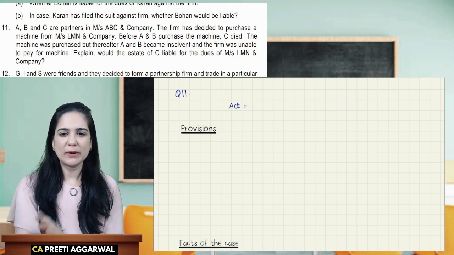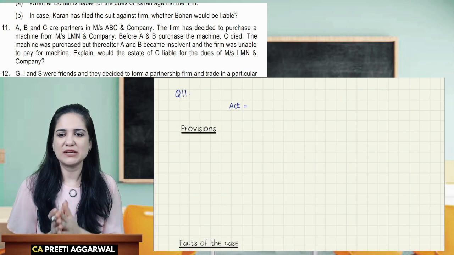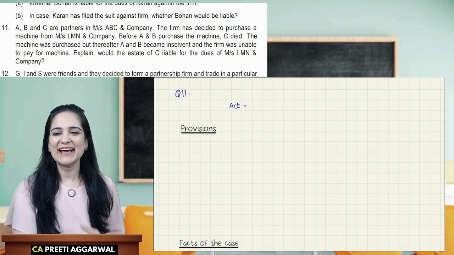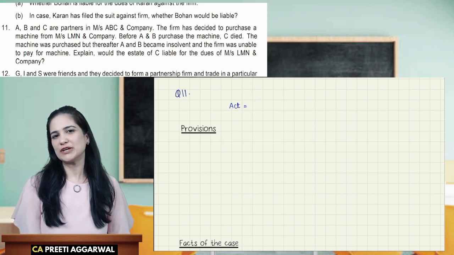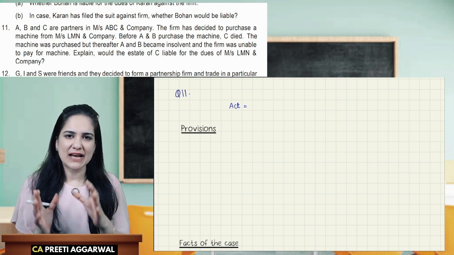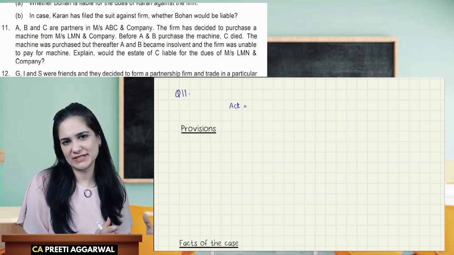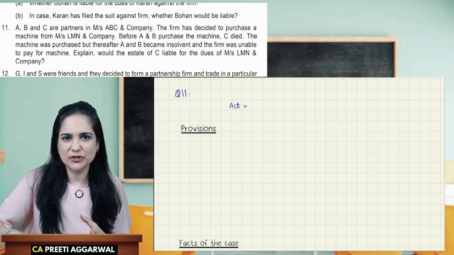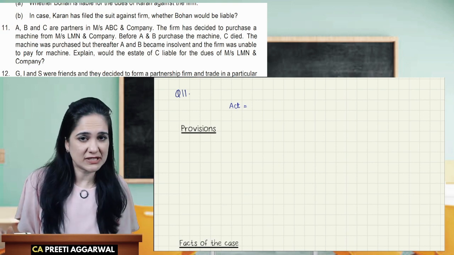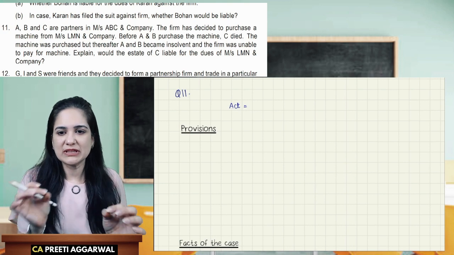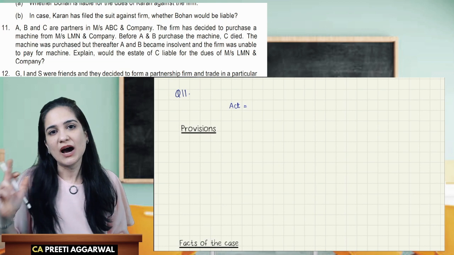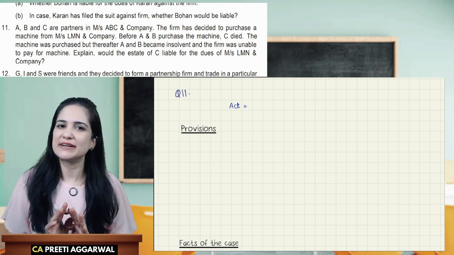The firm was unable to pay for the machine. Explain, would the estate of C be liable for the dues to Messrs. L, M, N and Company? What do you think, students? See, the estate of the deceased partner is liable for the transactions taking place before his death. Is he liable for the transactions which take place after his death? No, the estate is not liable for transactions after his death. Here, they were thinking about buying the machinery before his death, but the actual transaction took place after the death of C. His estate is not liable.